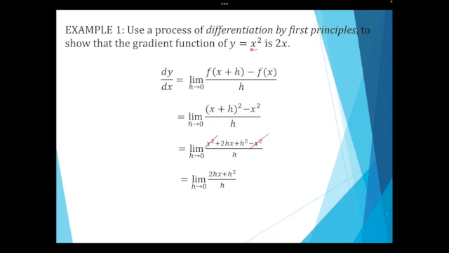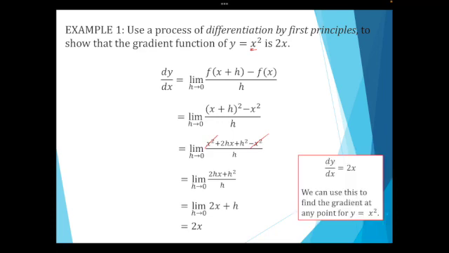Now we can eliminate the x squared, and therefore we have limit of h approaching 0, (2hx plus h squared) over h. And of course, we can simplify it: limit of h approaching 0 of h(2x plus h) over h, by factorizing the numerator. And therefore, when h approaches 0, the gradient function of y equals x squared, dy/dx, is 2x. Alright? Let's try with the next. So here, dy/dx equals 2x. You can actually use this to find the gradient at any point for y equals x squared.